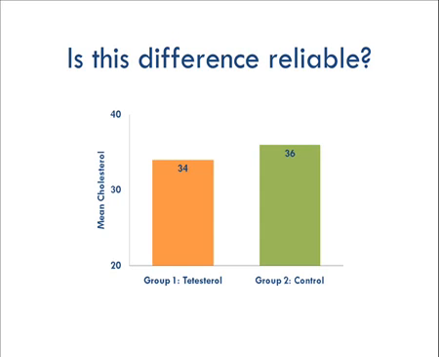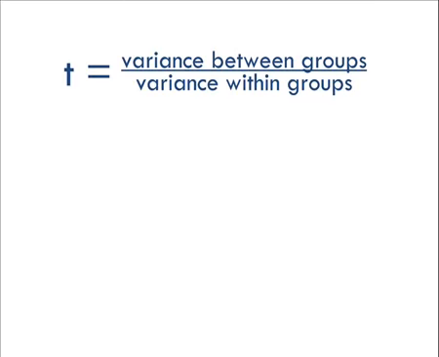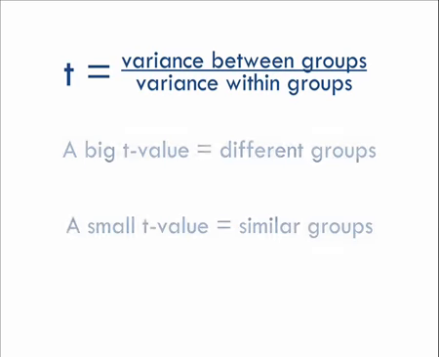The t-test will tell us how likely this difference is to be reliable, or whether it's just due to chance. Well, how does the t-test do this? How does it work? Well, I won't go into the full formula, but basically it measures the difference between the groups and compares it to the difference within the groups. The t-value is just a ratio of these two numbers. Variance between groups over variance within groups.